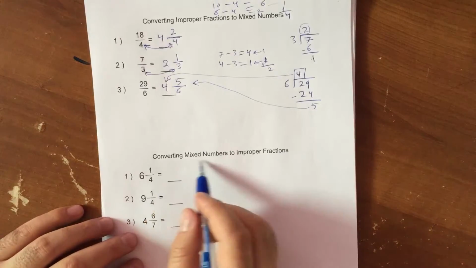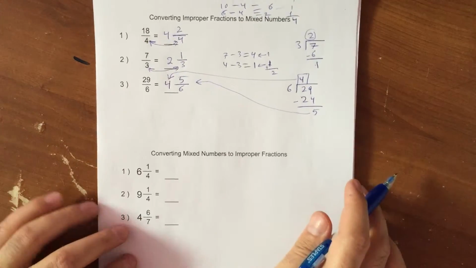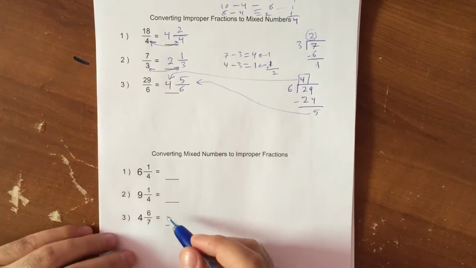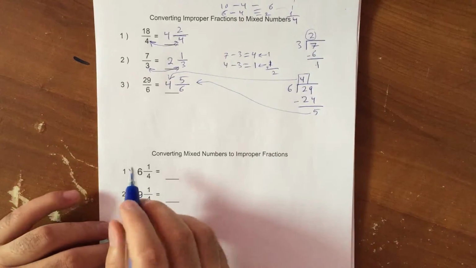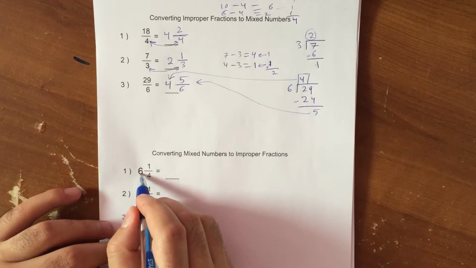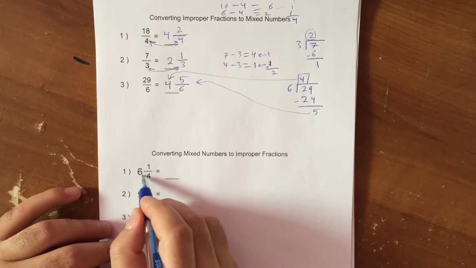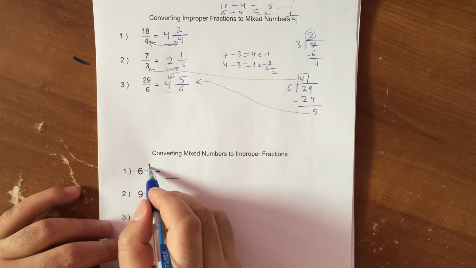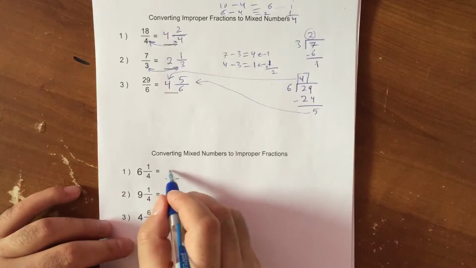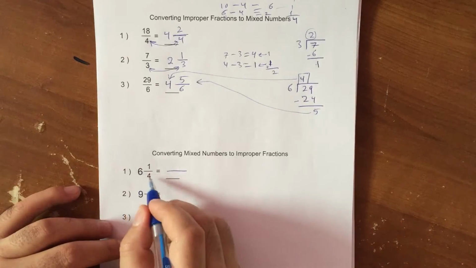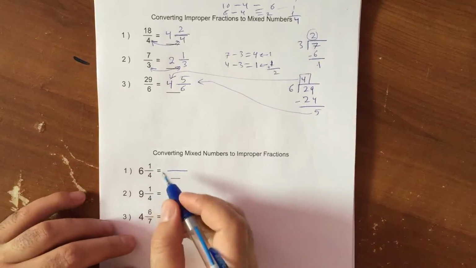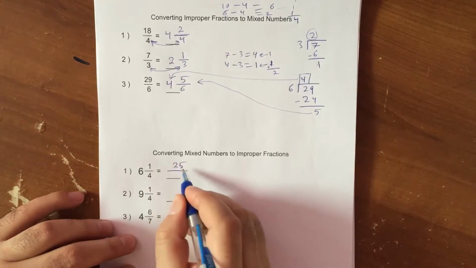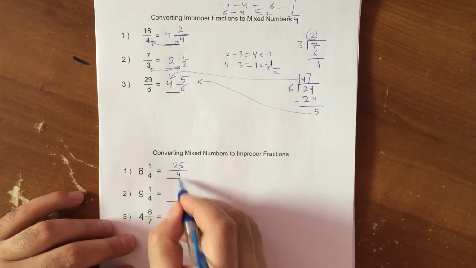So now, converting mixed numbers to improper fractions. This is easier than that, because all you have to do is multiply and add. To convert it, all you have to do is multiply 6, this complete part, this whole part, times the denominator, and add the numerator, and that will give you the numerator. 6 times 4 is 24. 24 plus 1 is 25. Again, the denominator stays the same.